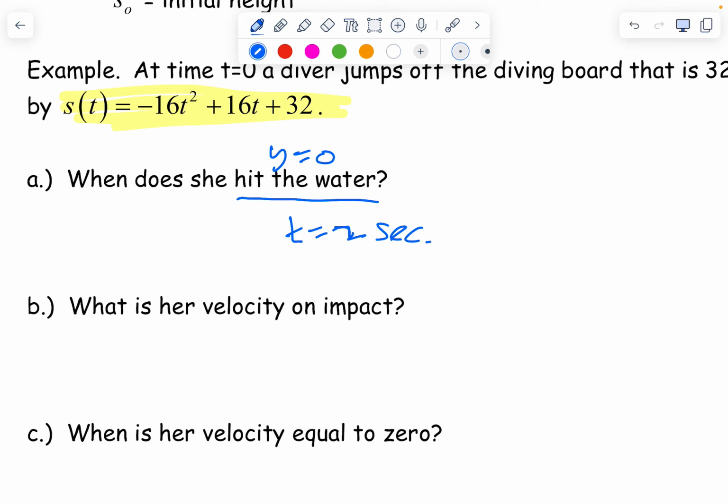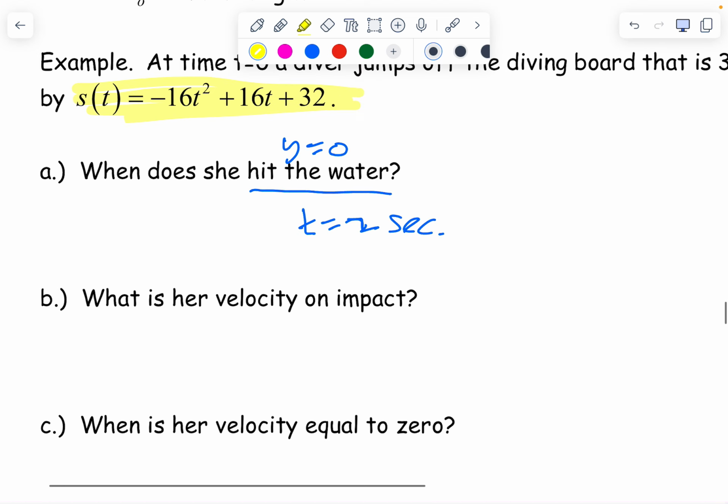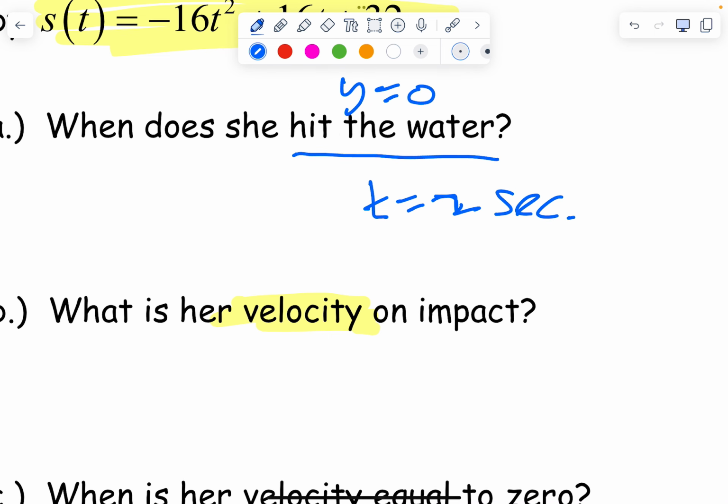All right, the next portion. Kyle, let's read part B. What is her velocity on here? All right, let's highlight the velocity. So velocity is, what was it again? The derivative, okay? So I want to know what the velocity was at impact. So I'm going to write out the official way. The velocity is v of t. But to find the velocity, I have to derive the original s of t, correct? So another way to write this would be s prime of t. You have to be comfortable toggling back and forth, okay? The velocity is the derivative of the original s of t.